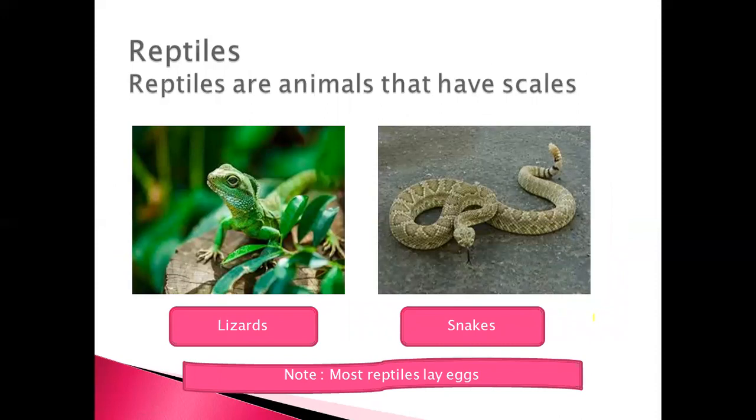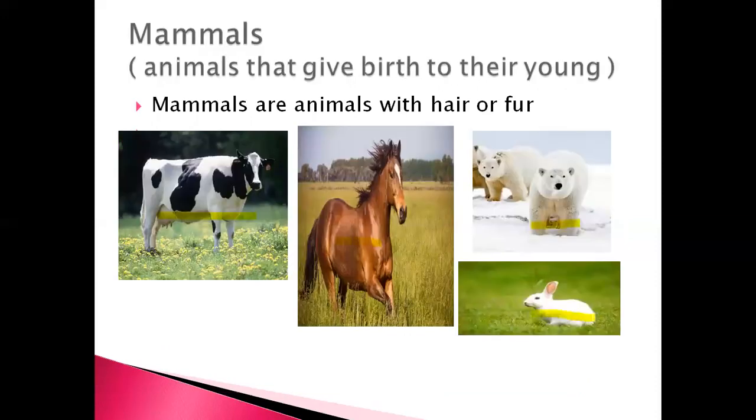Now, you have to know that the mammals are animals with hair or fur. So most of the mammals' bodies are covered with hair or fur. Can you see the hair of this horse? Can you see the fur of this bear? So most of the mammals' bodies are covered with hair or fur.